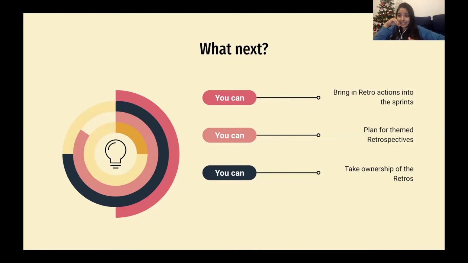Another good idea I suggest is taking ownership of retrospectives. Don't just depend on your scrum master or your product owner to facilitate these retrospectives. Why don't you, as developers, take on facilitation of one or two of these retrospectives? Do it on rotation. Maybe you can't do it every other sprint, but take on at least once a month. Each of you facilitate one retrospective.